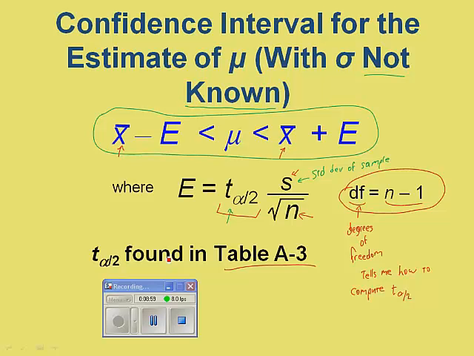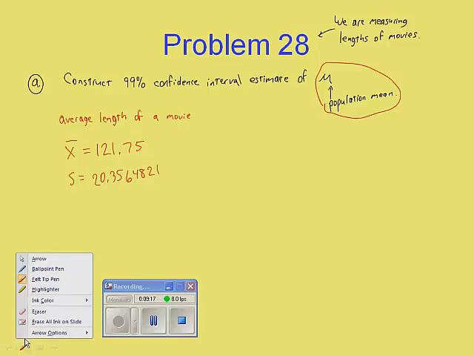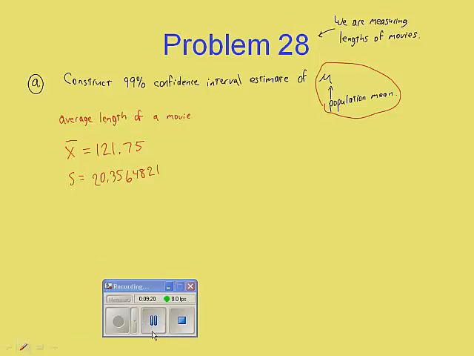Now it says here we are either looking for the area in one tail or the area in 2 tails. All right, I have to try and explain this. A confidence interval looks like this: X bar minus E less than mu less than X bar plus E. We're going to try and catch the population mean in my net.